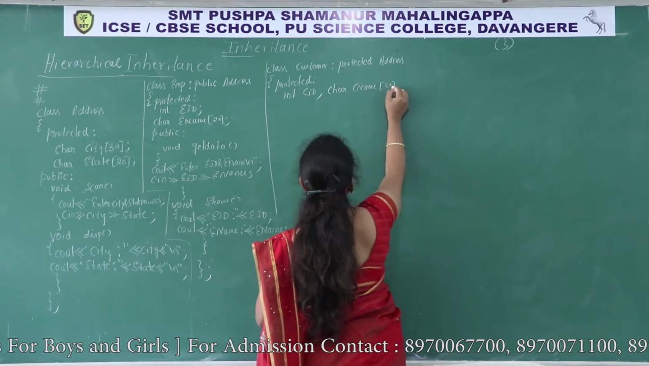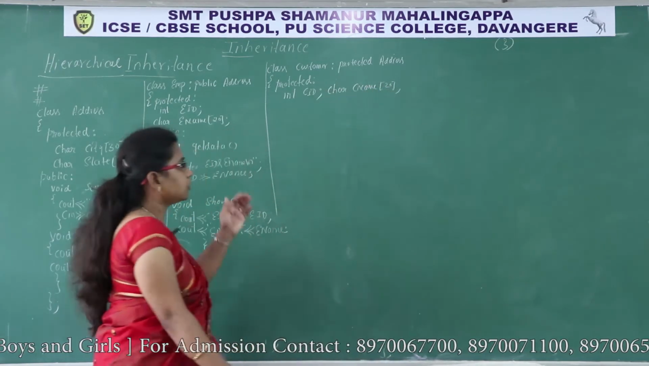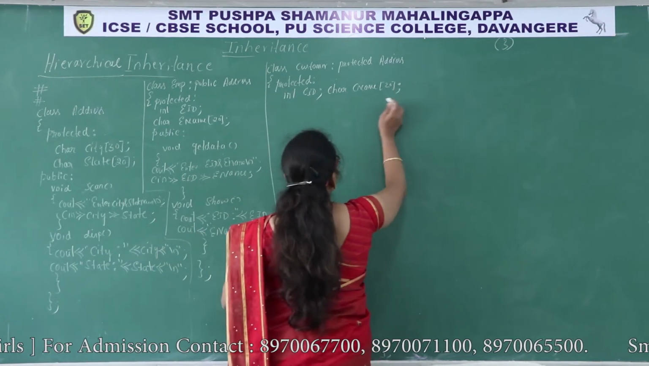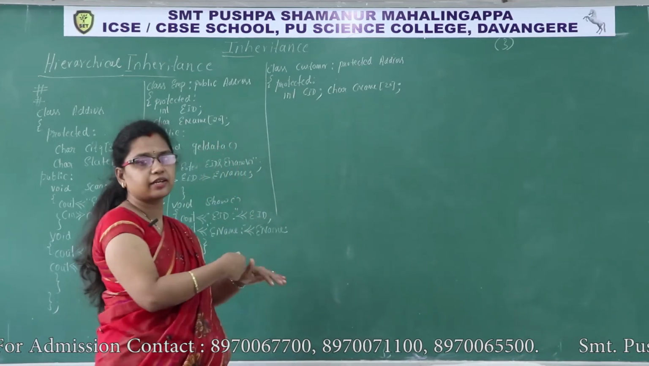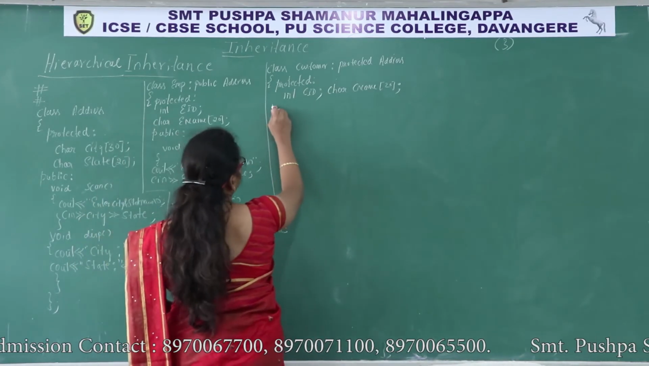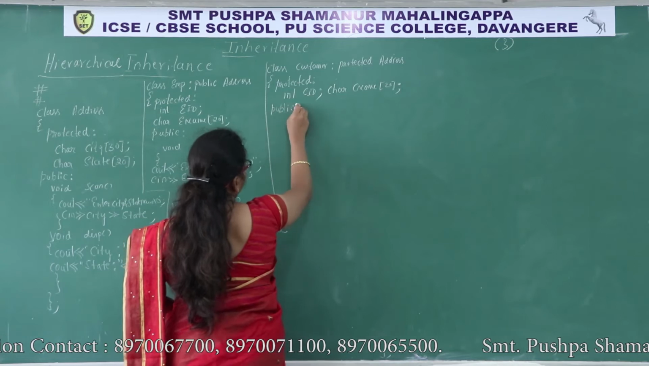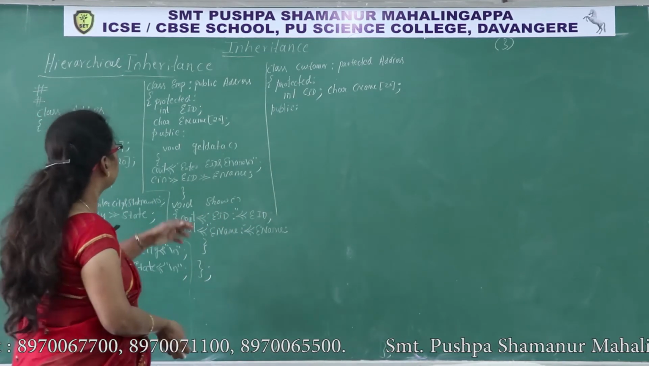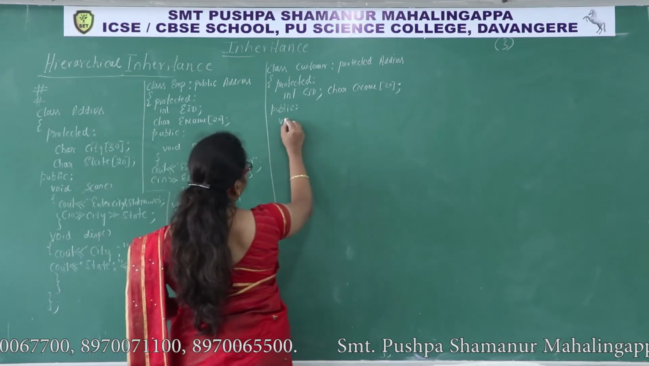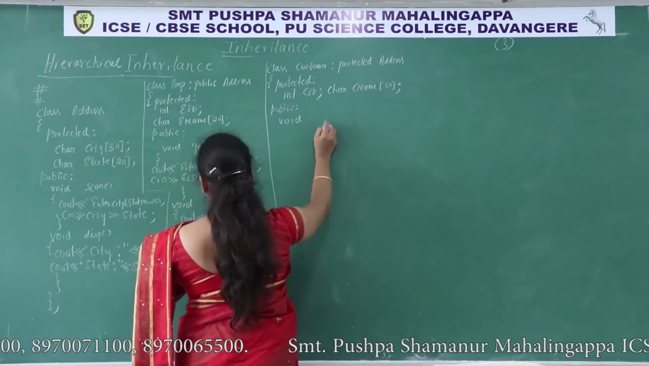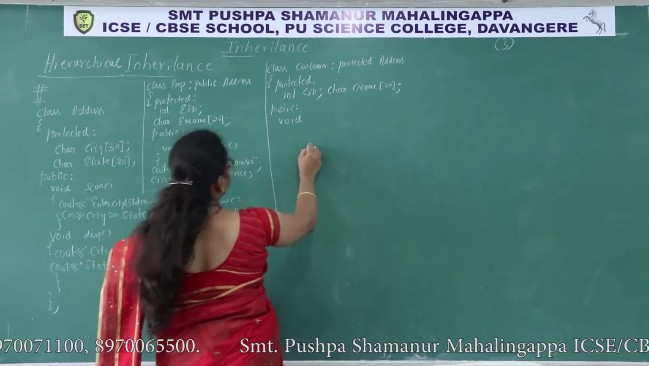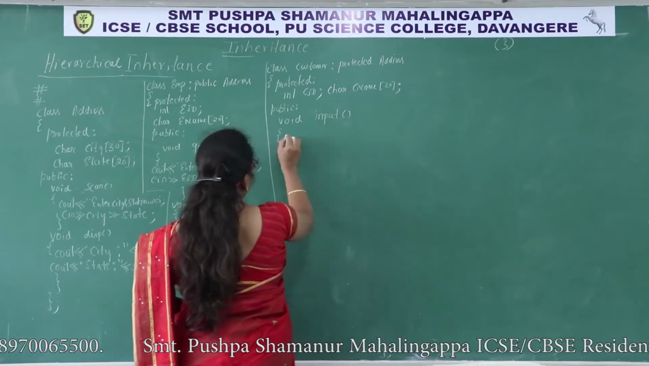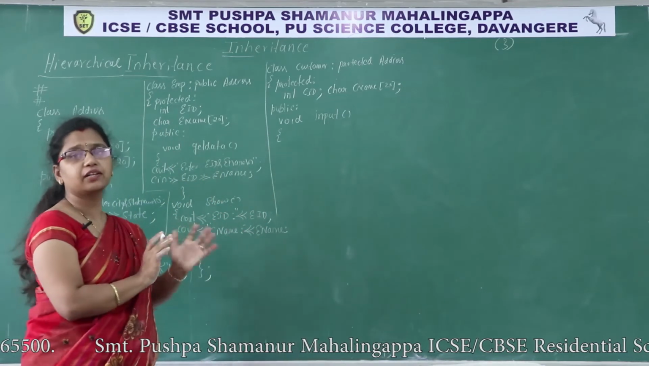When you put a semicolon, it means the next line, that is a statement terminator. Though you have written in the same line, it is considered as a next line statement. Public colon. Now I'll take functions, void scan. Already we had taken a scan function. I'll take an input function here. To avoid confusion, I have taken different function names.